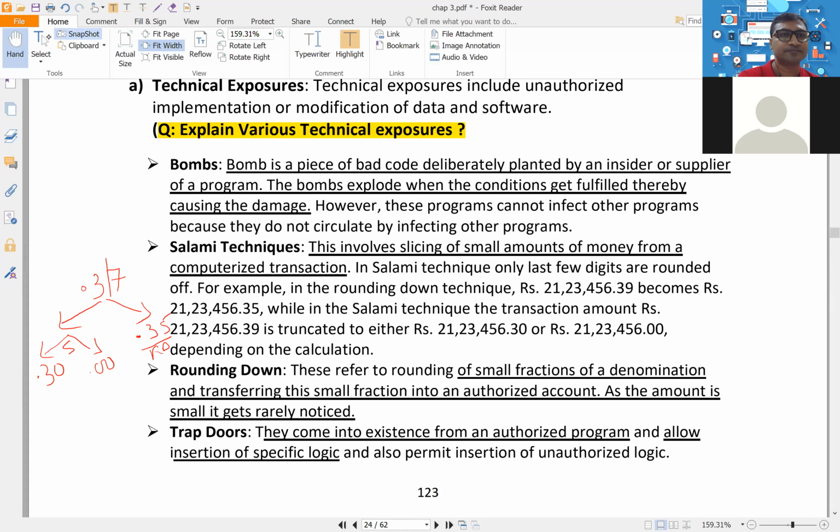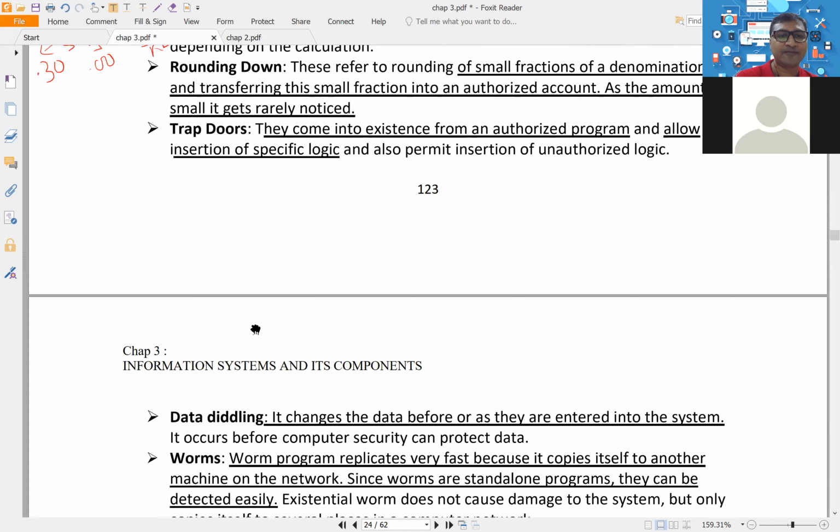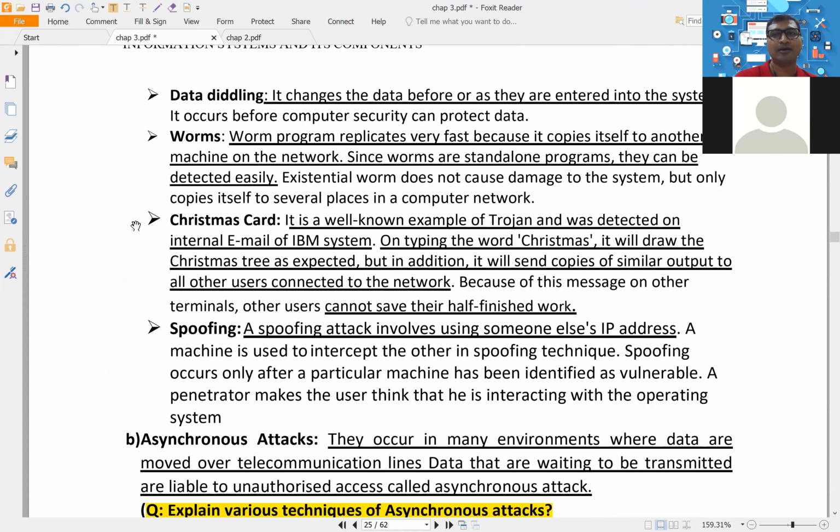Okay. Now, apart from this, data diddling. Diddling means nothing but changing of data before entering. Suppose I have spent 5,000 rupees, but I will pass the entry of 3,000 only. This is pure human fraud. That is what is called data diddling.